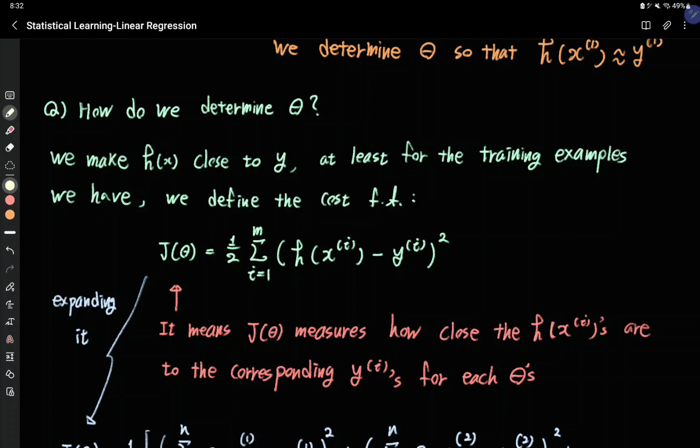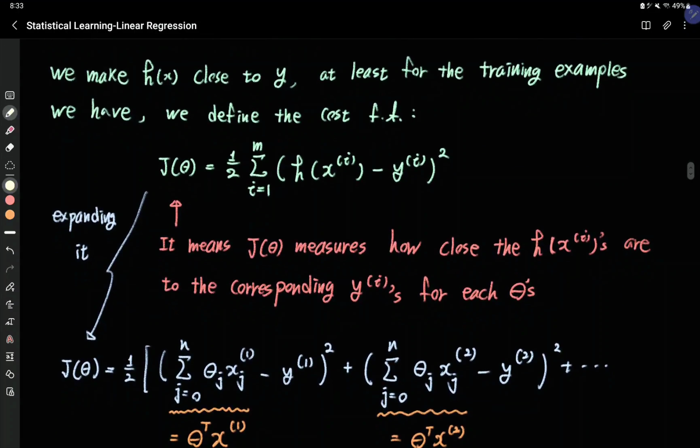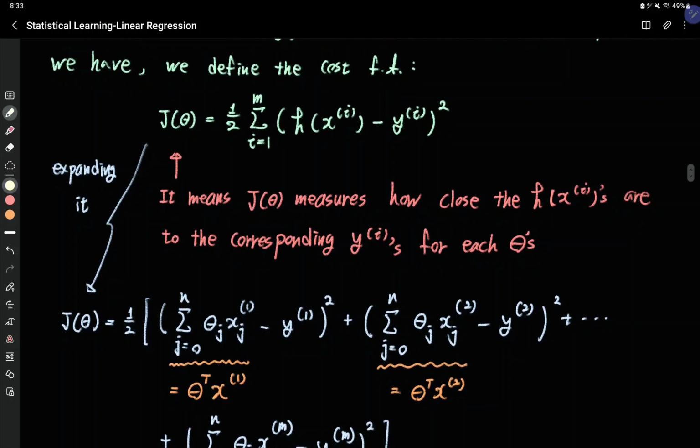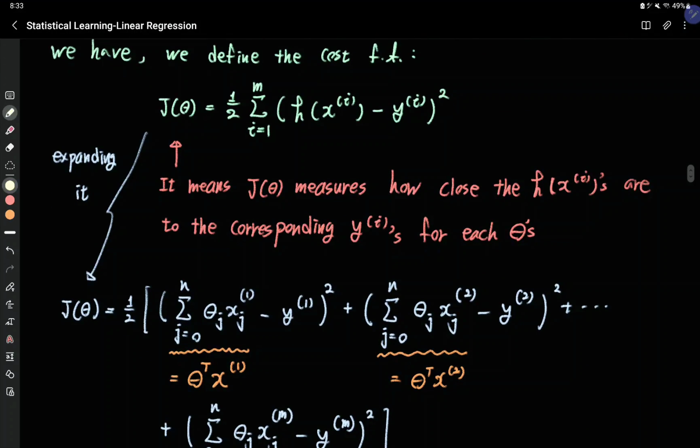So J of theta, as I already told you, measures how close the hypothesis is to the corresponding y superscript i, which is our target value of the training example, for each theta. Now, before figuring out how to find theta that minimizes the cost function, let me go over this one in detail.